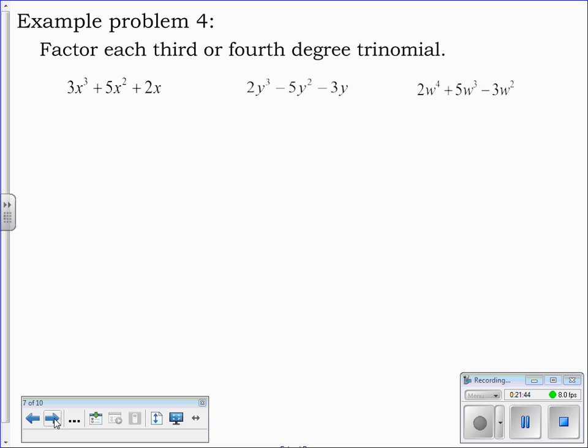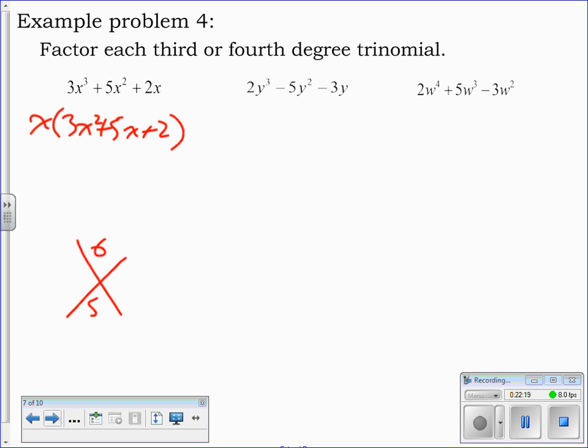Pull out the common factor. When you're factoring and you're not sure what's going on, or if you see something the same in every term, pull out the common factor first. So in this one, my common factor is x. Pull out x. 3x squared plus 5x plus 2. And then see, can I factor the remaining quadratic? You give it a shot.